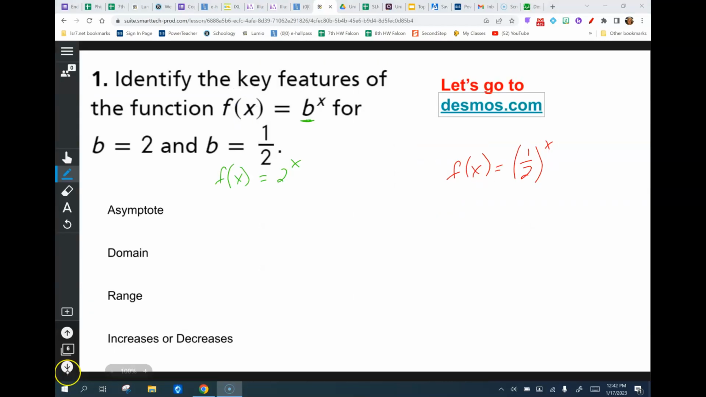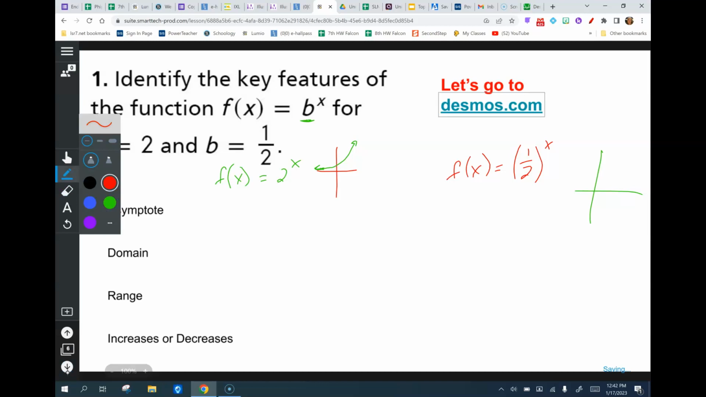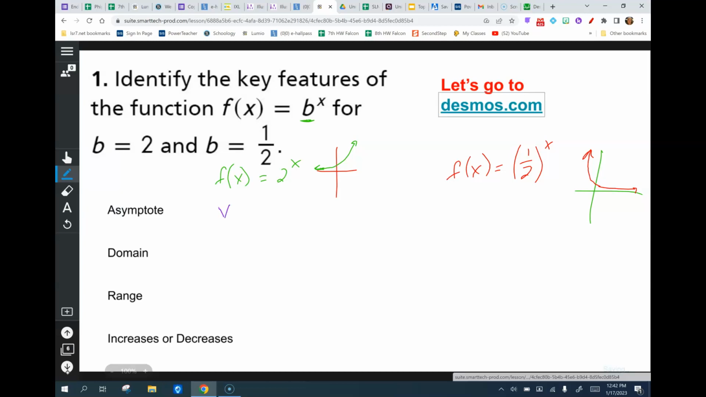Let's go back to my note. So if I were to sketch this one, this one looks like this, and gets closer and closer. Whereas if I'm sketching this one, it comes down, and it gets closer and closer, but it never touches. Okay, so those are just sketches of them. So my asymptote in both of them is going to be y equals 0. What's my domain? Well, are there any restrictions on the x? Nope. So this is all real numbers.